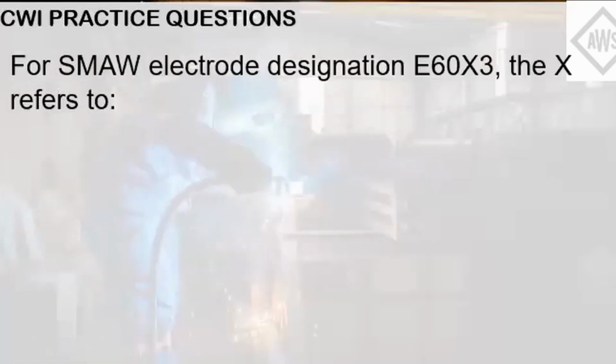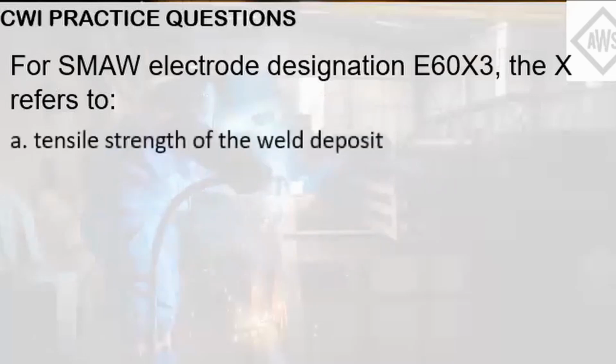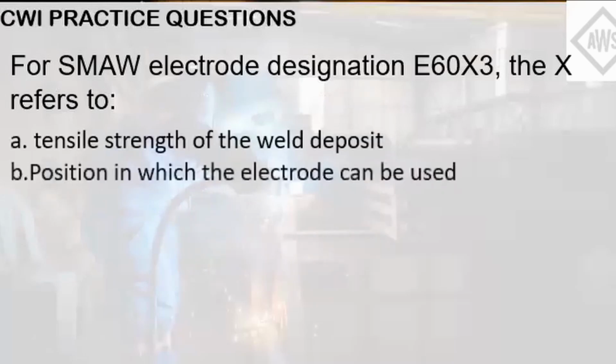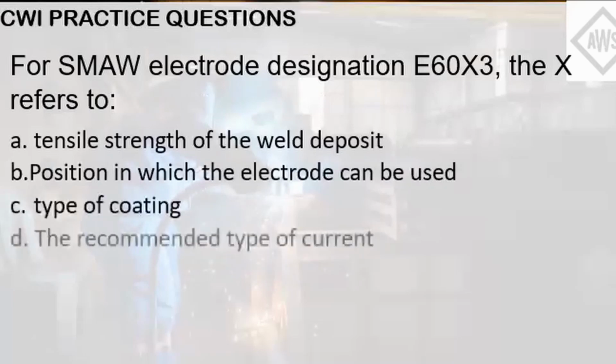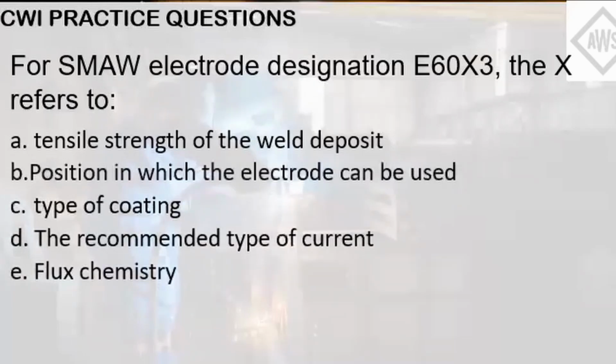For SMAW electrode designation E60X3, the X refers to A, tensile strength of the weld deposit, B, position in which the electrode can be used, C, type of coating, D, recommended type of current, E, flux chemistry. In this question, the X denotes the position in which the electrode can be used.